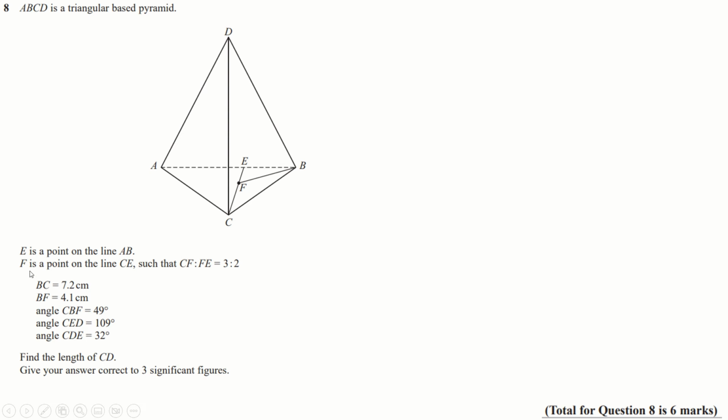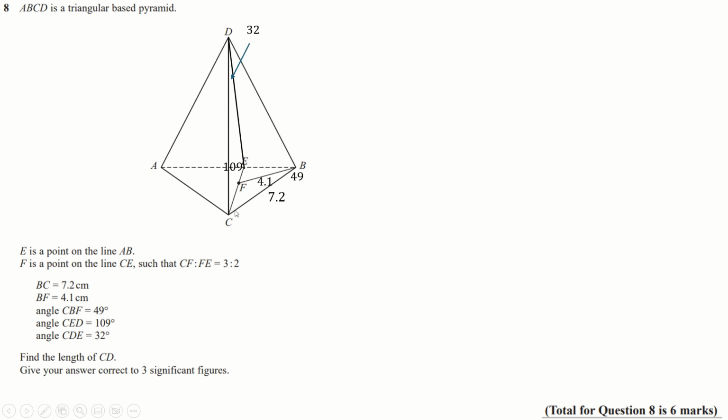Okay, so we need to label this picture with all the things that it tells us here. So that's that, that's that. This 49 refers to this angle here, if I'm not mistaken. And then the 109 refers to this angle here, and the 32 up to this angle here, which I'm just going to draw like that.